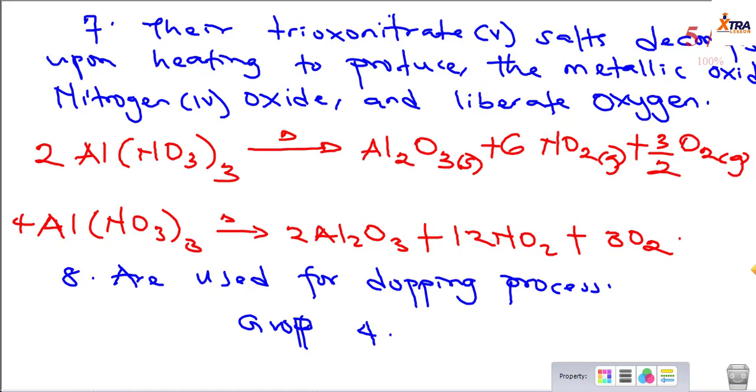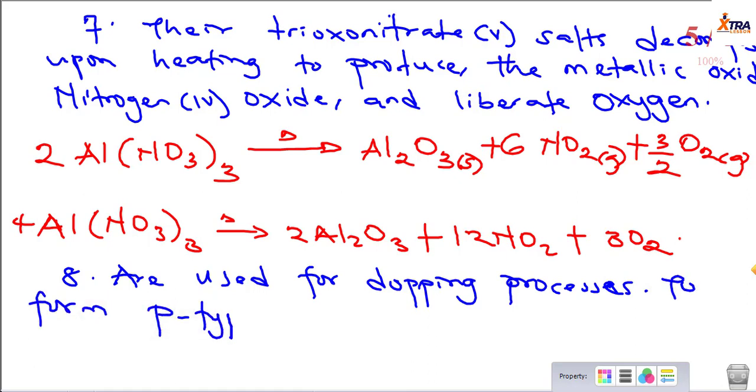So if we put that into writing, we say they are used for doping processes to form p-type semiconductors. Very important. So guys, that's it about group 3 elements.